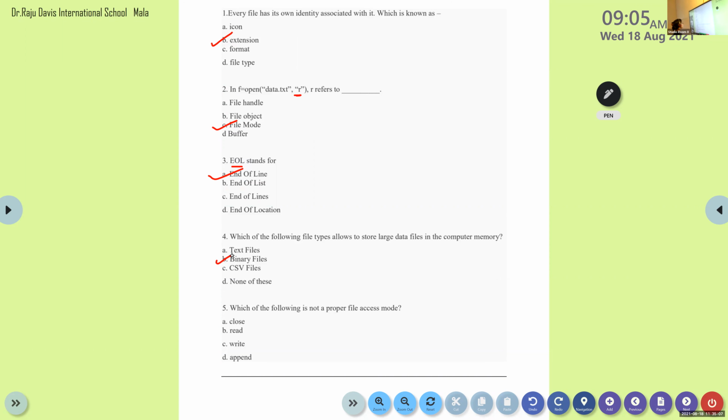What about the fifth one? Which of the following is not a proper file access mode? Which are the different file access modes? Read, write, append. Read, write, append. So here, which is not a proper file access mode? Close, excellent.